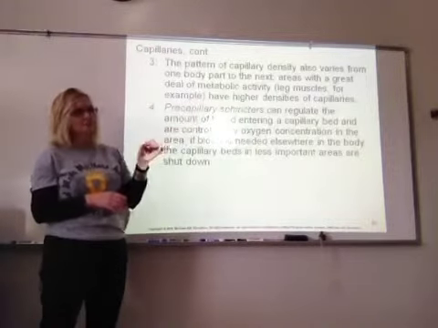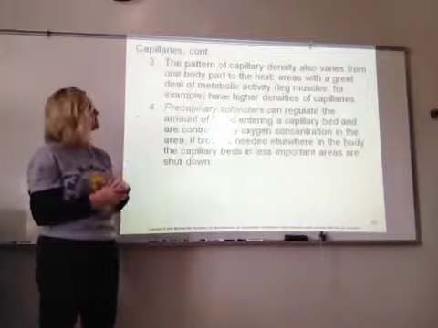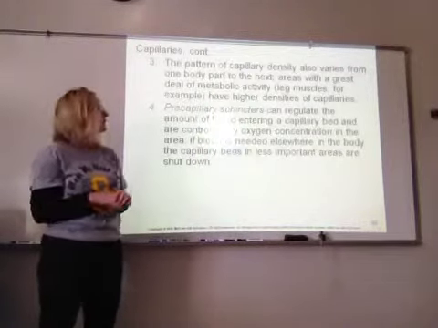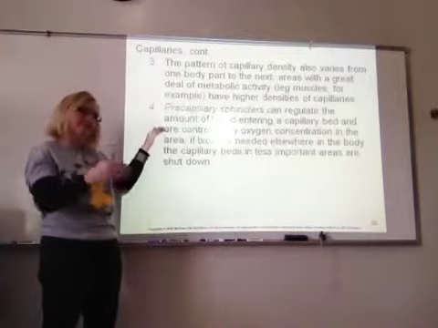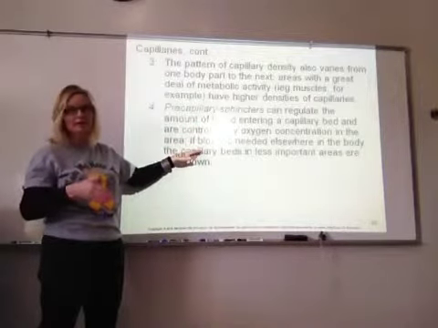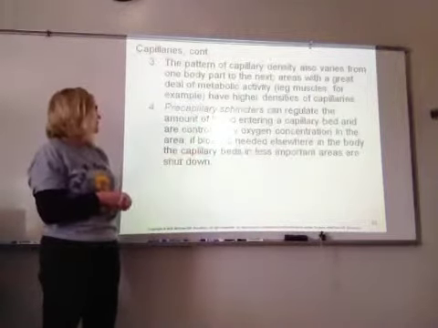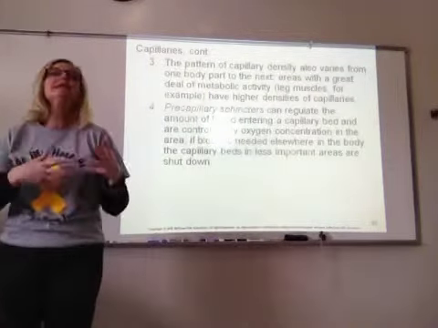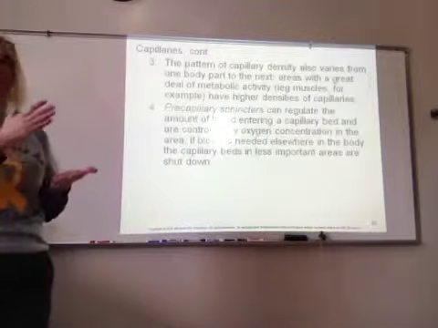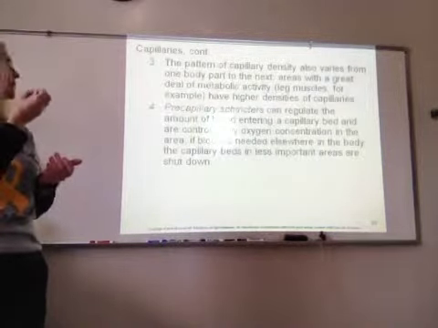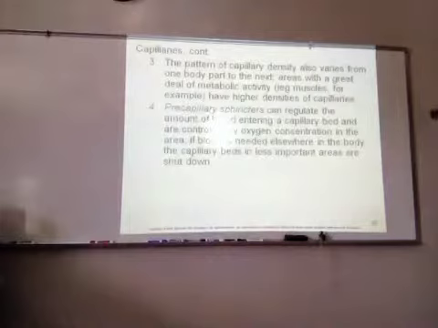Pre-capillary sphincters are those circular muscles that can regulate the amount of blood entering the capillary, and it's controlled by how much oxygen is in the area, if blood is needed there or if it's needed somewhere else. The capillary beds in less important areas, if you're not needing oxygen at a specific time, those pre-capillary sphincters can shut off an area if it's not needed at that point in time.